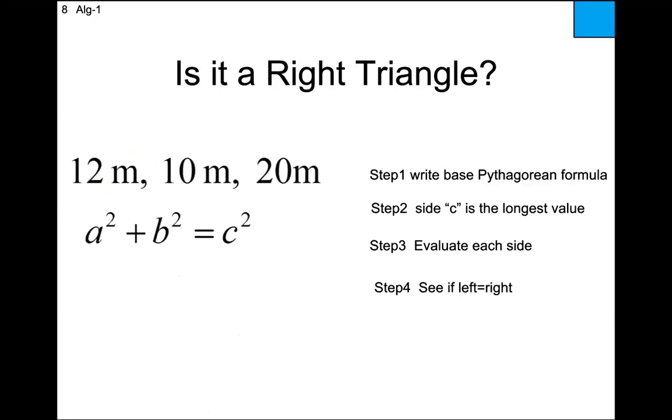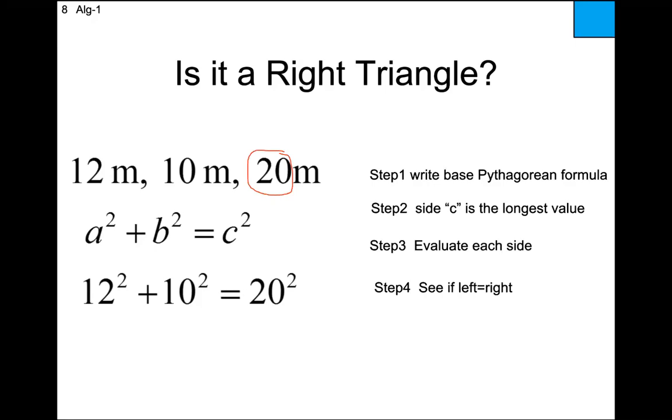Step number 2 is we figure out which side is longest, 12, 10, or 20. Well, clearly 20 is the longest side. If it's a right triangle, then 20 will be your C value. So I plug in 20 for C, 12 and 10 for A and B. Stop me if I'm going too quick. All I'm doing is plugging in the biggest value for C and the other 2 values for A and B. Now I have to square everything.